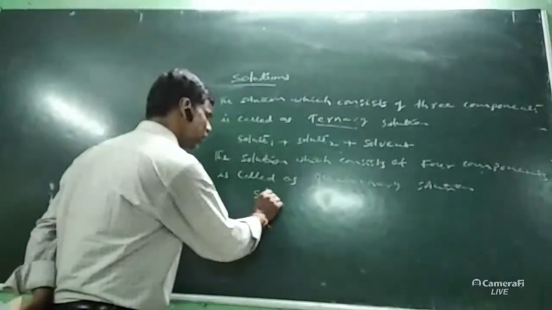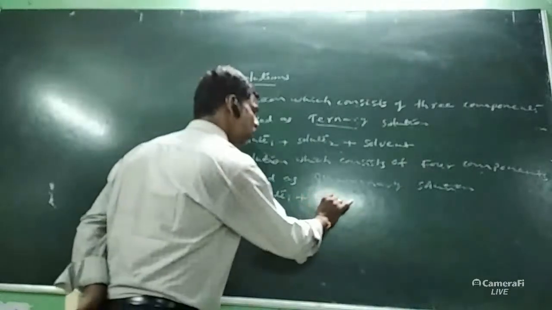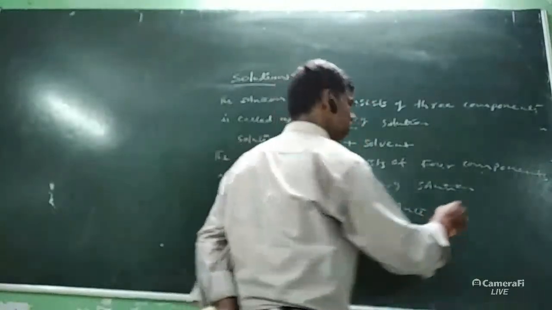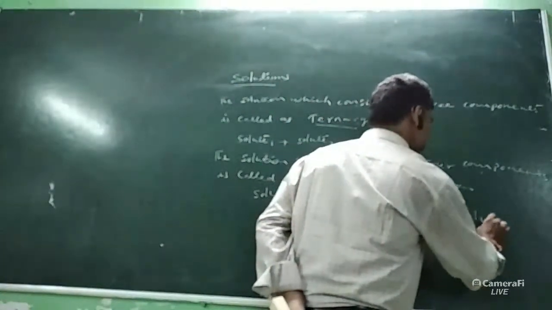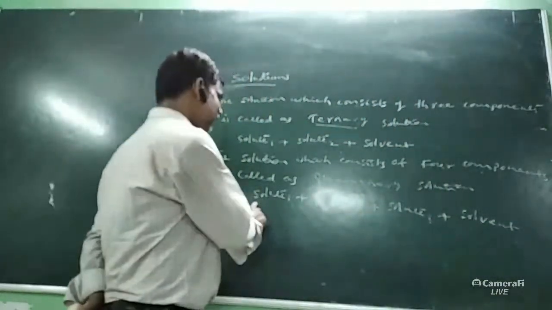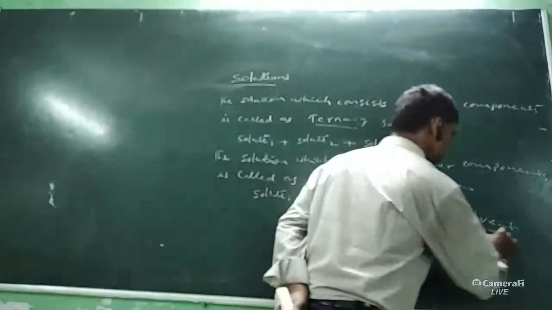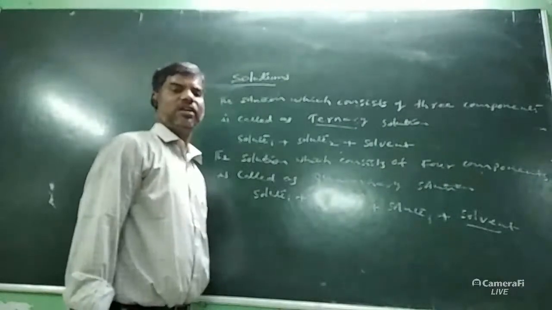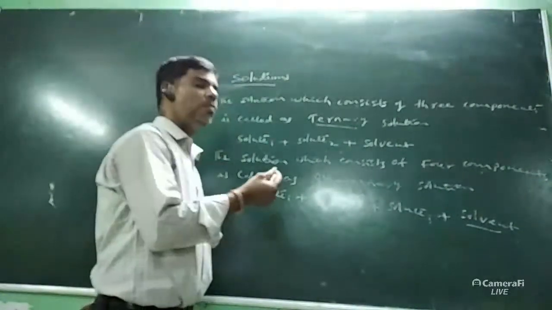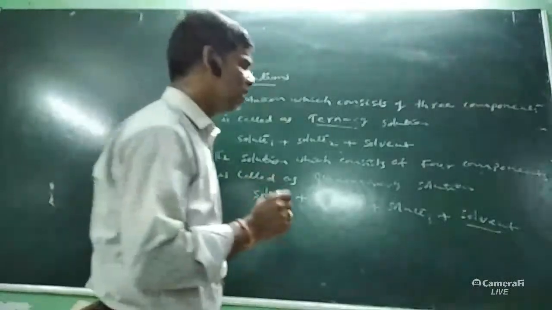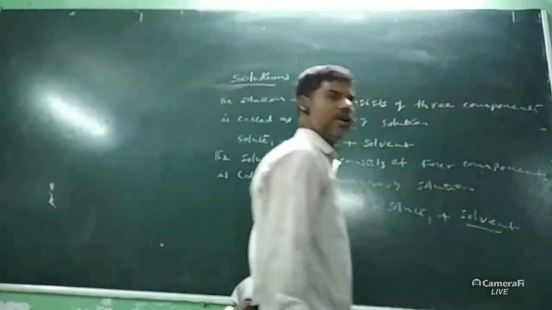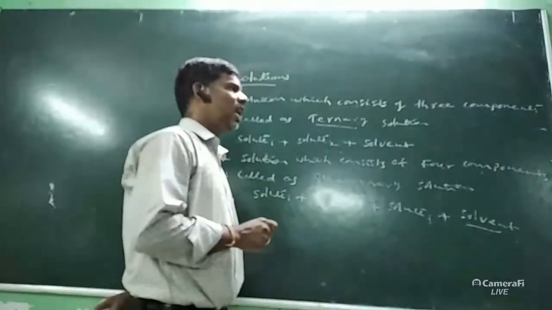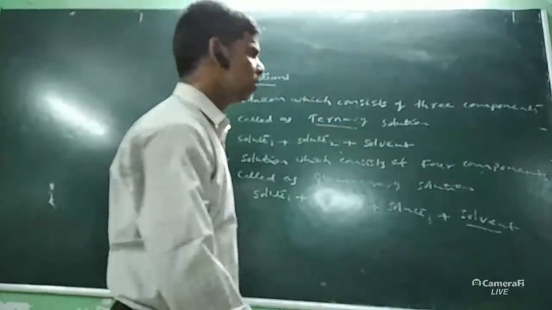That is, we have solute 1 plus solute 2 plus solute 3 plus one solvent. So three different solutes and only one solvent. This is called a quaternary solution. So a solution may have a greater number of solutes, but it has only one solvent. Every solution consists of only one solvent and two or more solutes.